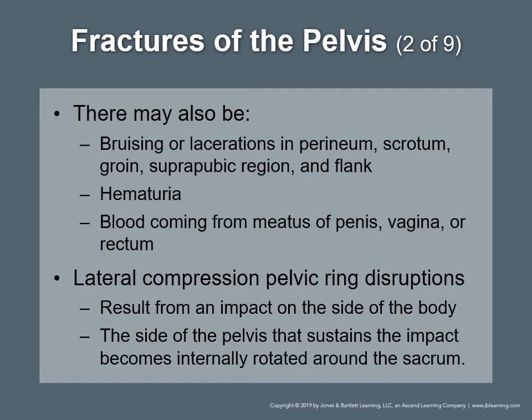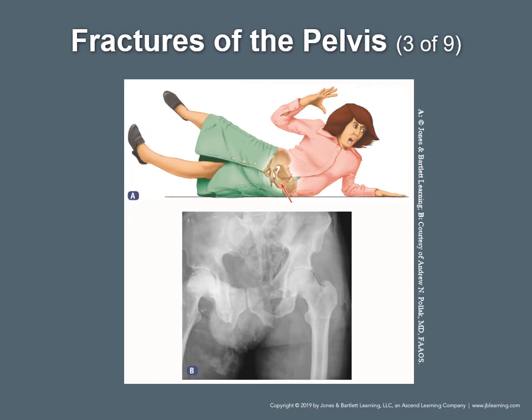Lateral compression pelvic ring disruptions result from an impact on the side of the body. The side of the pelvis that sustains the impact becomes internally rotated around the sacrum. The actual volume within the pelvis decreases. This is often associated with injuries in other regions of the body. These figures show a lateral compression injury to the pelvis and the radiograph of a lateral compression injury.